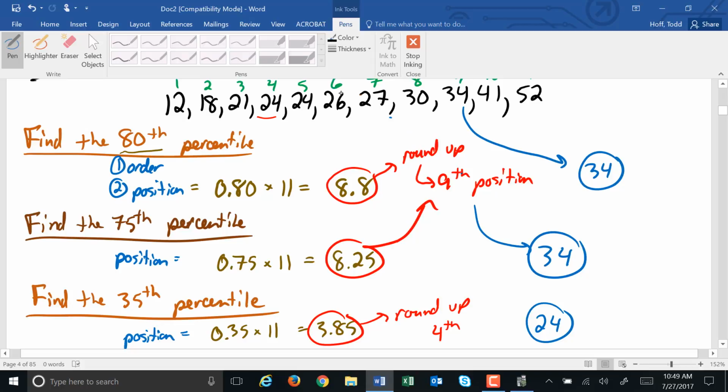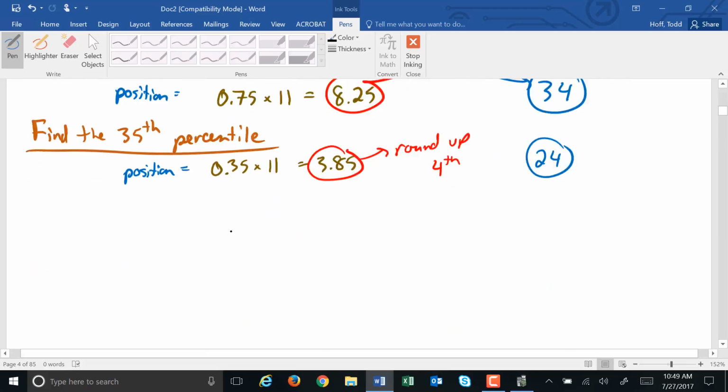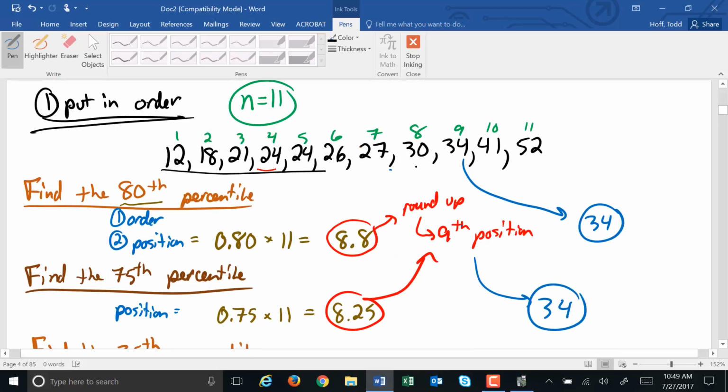So finding a certain percentile isn't horribly challenging. To be honest, the place that I see most students make mistakes here is putting them in order. They miss a number when they go to put them in order from smallest to largest, or they write down a number twice or whatever. So the biggest thing I can recommend there is count them before you put them in order, and after you put them in order, make sure you have the same number of items there.